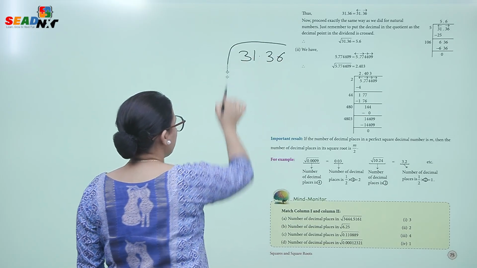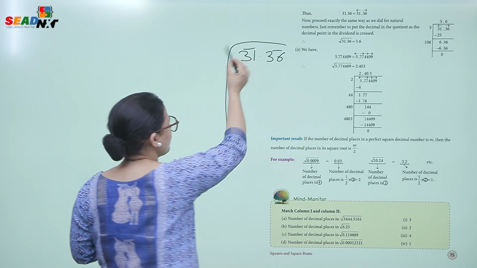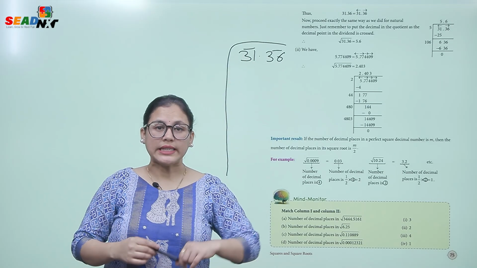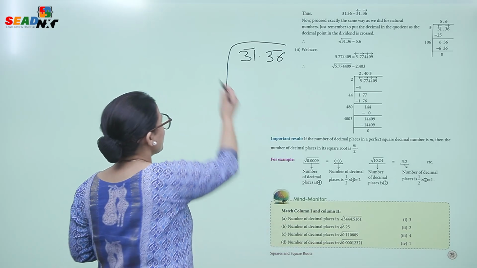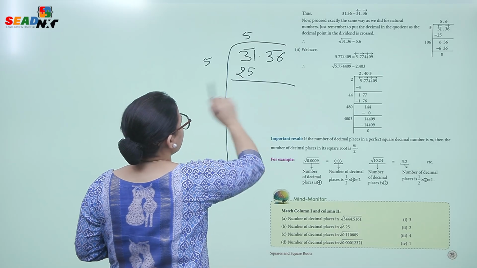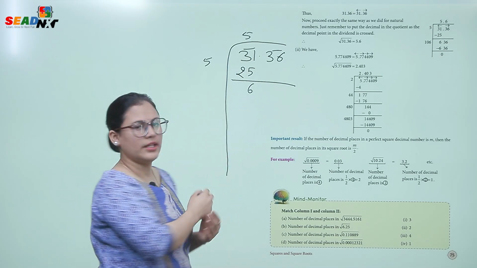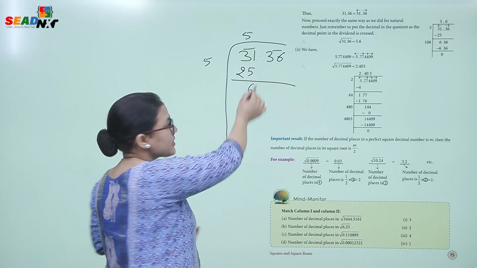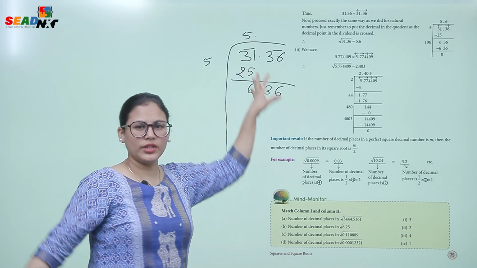31.36. First we'll start doing pairing. Okay, so first we have 31. 31 is not the square of any number, and the nearest square around 31 is 5 squared. So 5 into 5 is 25. Now 11 minus 5 is 6, and then there is a decimal. Put a decimal here, and then we bring 36 down.